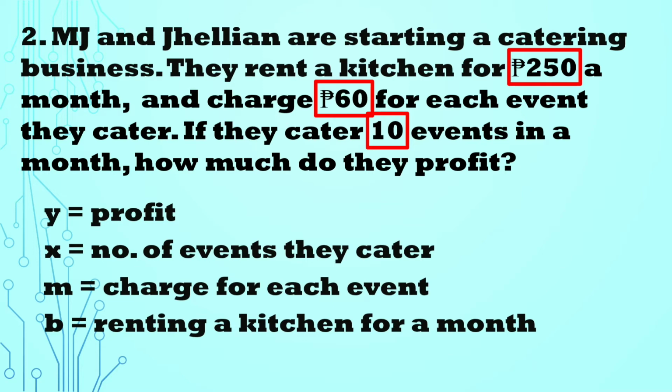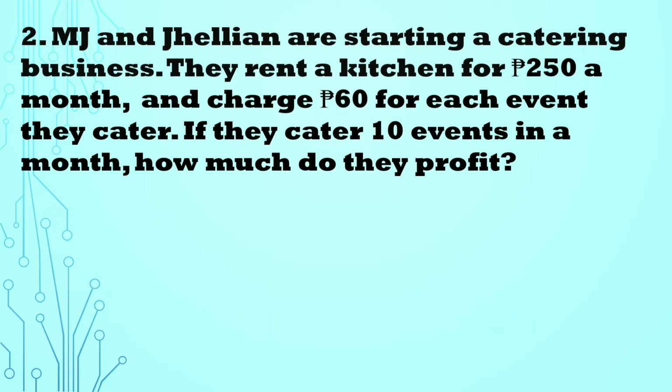Ngayon, i-translate natin yung ating mga given into slope-intercept form. So, we have y equals mx plus b. So, ang ating m ay 60. Yung ating slope, yun yung 60 pesos. Kasi yun yung charge for each event.